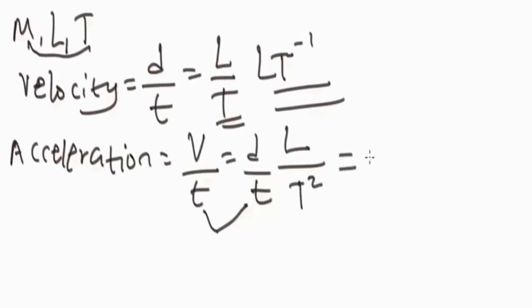This is how it is normally expressed. We normally do not leave it in the other format. They leave it in this format, length per time square. So this is the dimension of acceleration.